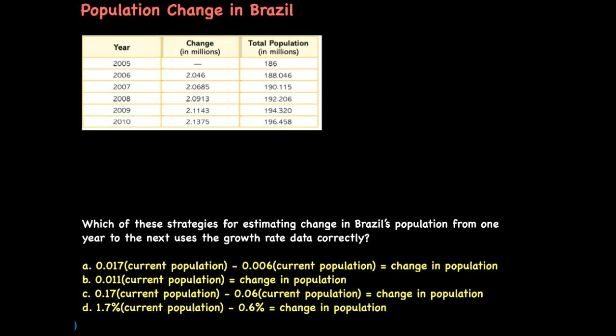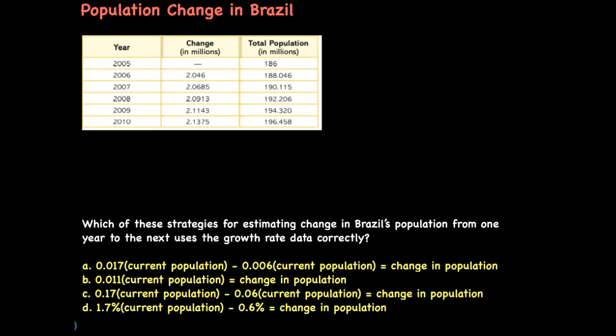Let's do one final test before we close for today. So given these four choices, which of these strategies for estimating change in Brazil's population from one year to the next uses the growth rate data correctly? Pause the video and see if you can answer the question.